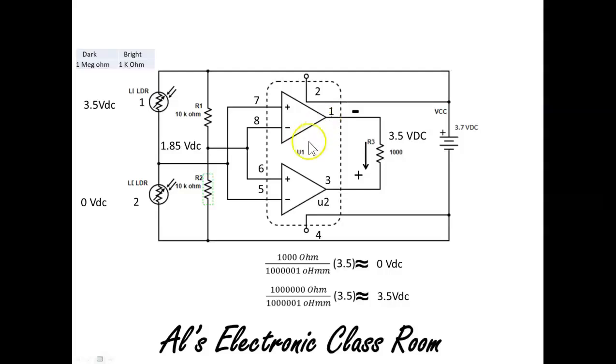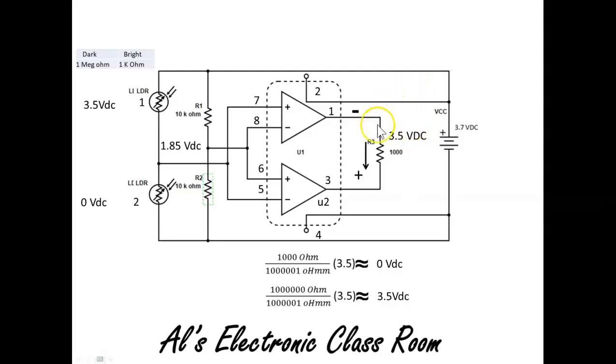What's going to happen over here? Again, 1.85 volts, right? What do we got here? 0 volts, 1.85 volts in my plus terminal. What's it going to do? It's going to drive this output to 3.5 volts.